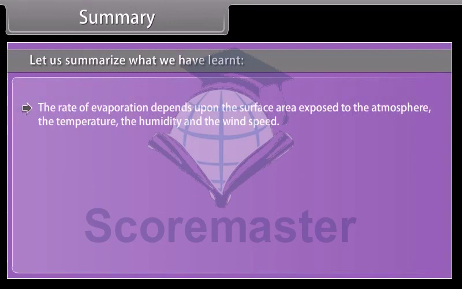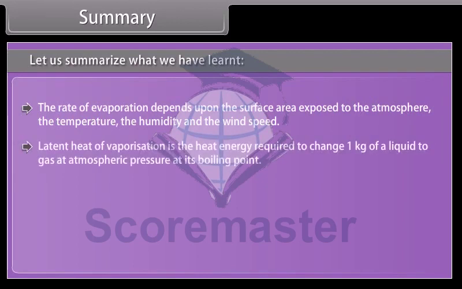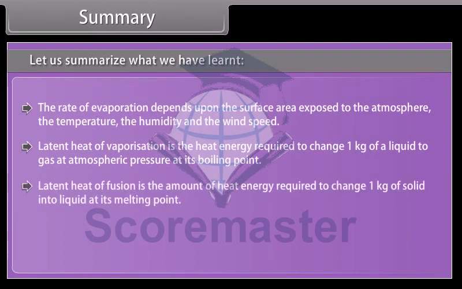The rate of evaporation depends upon the surface area exposed to the atmosphere, the temperature, the humidity, and the wind speed. Latent heat of vaporization is the heat energy required to change 1 kilogram of a liquid to gas at atmospheric pressure at its boiling point. Latent heat of fusion is the amount of heat energy required to change 1 kilogram of solid into liquid at its melting point.